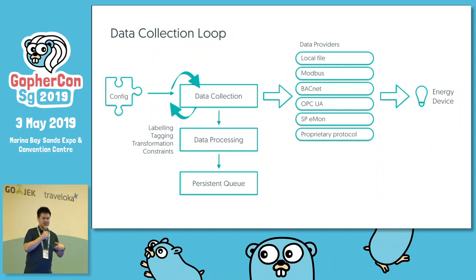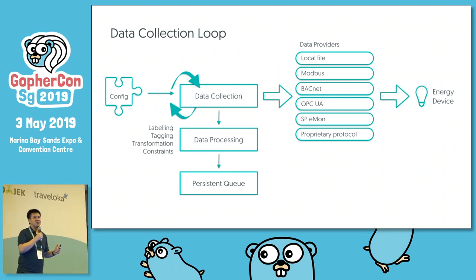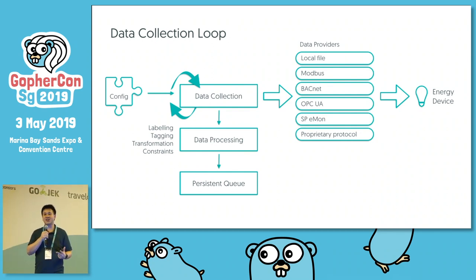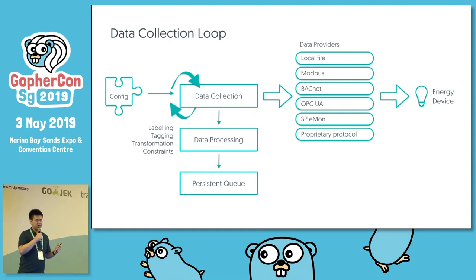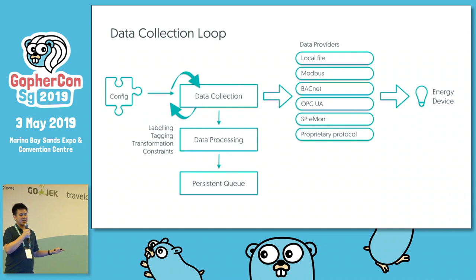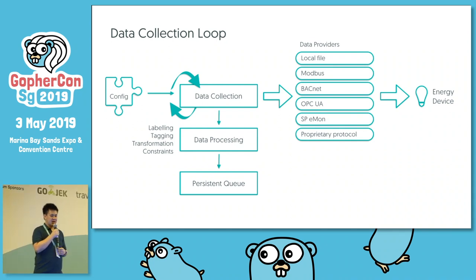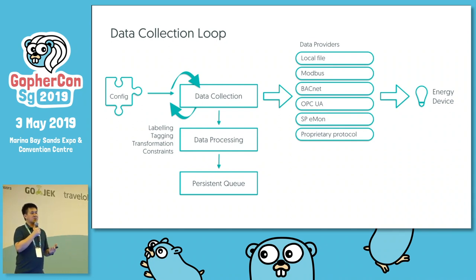So the data collection will collect data periodically. It is configured from a configuration file to know where to collect the data from, using what protocols, which data to collect, and how often to collect the data. We support a number of different protocols that are very popular in our field of industry, the energy industry, like Modbus, BACnet, OPC UA, and other protocols. And so the data will be collected periodically.